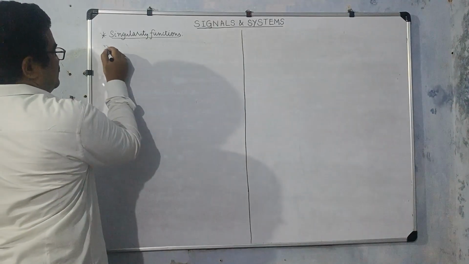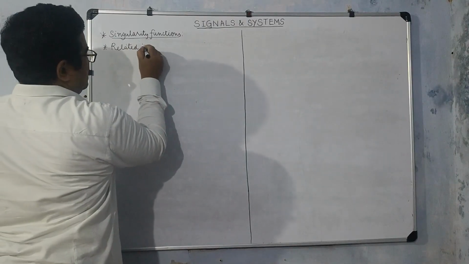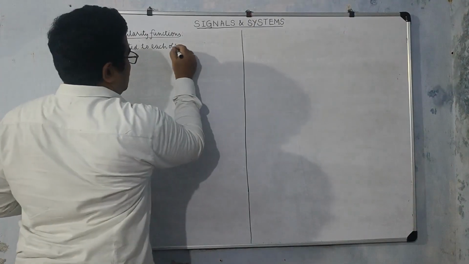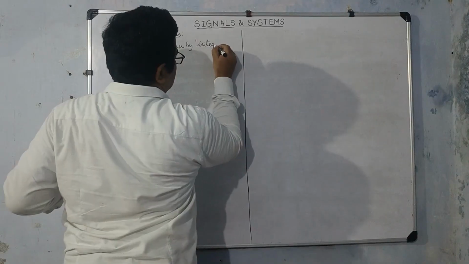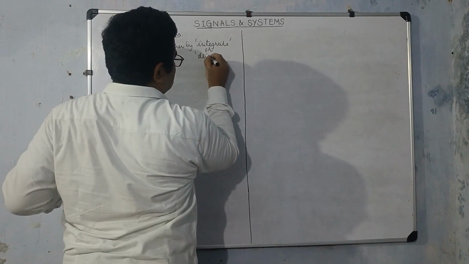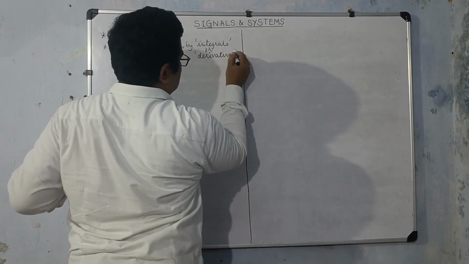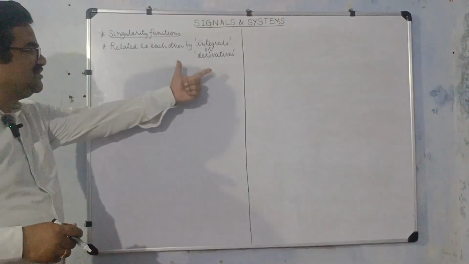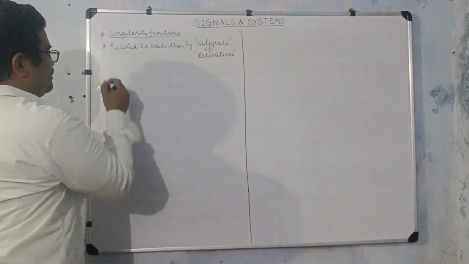So, what are singularity functions? Singularity functions are the functions which are related to each other by integrals or derivatives. That is, one function can be obtained by integration or differentiation of the other function. Okay, that is how these singularity functions are related.